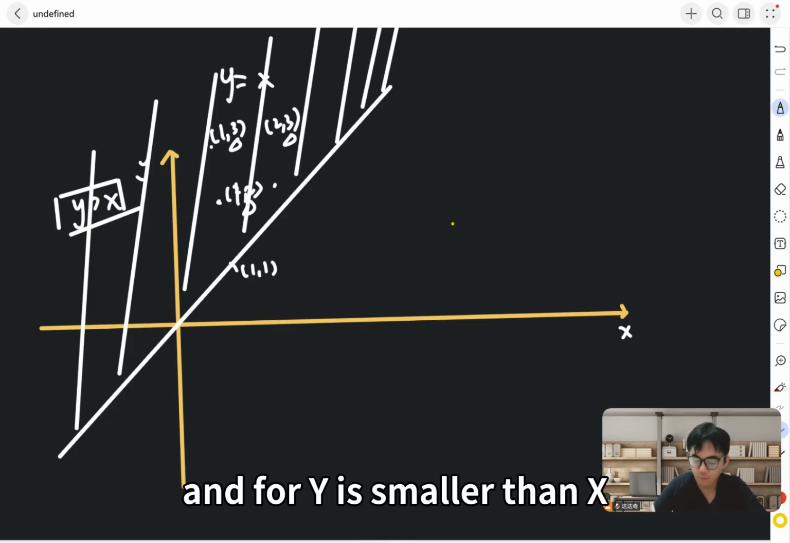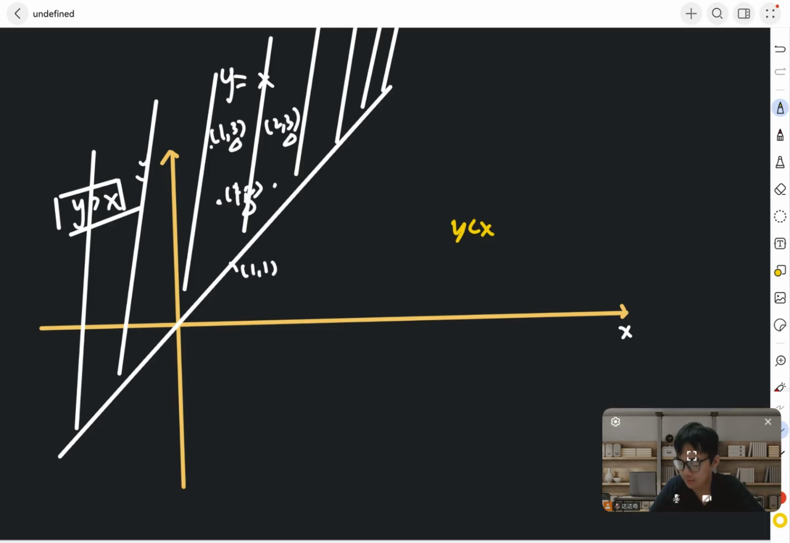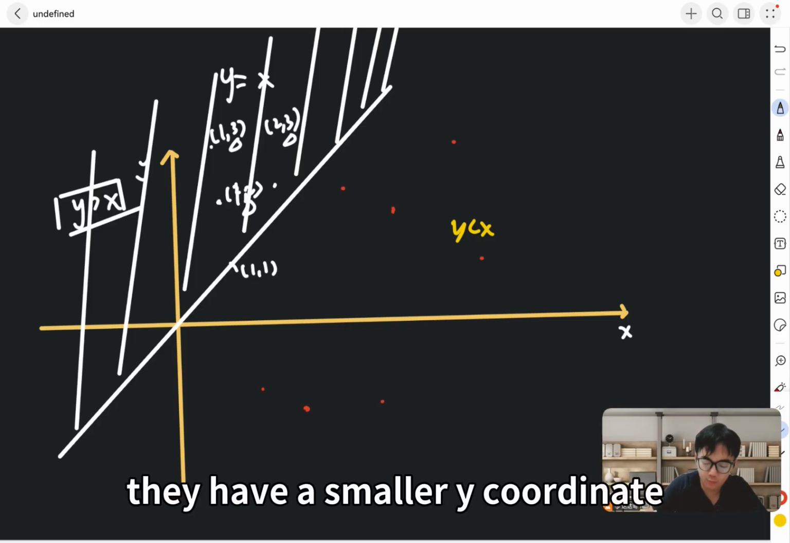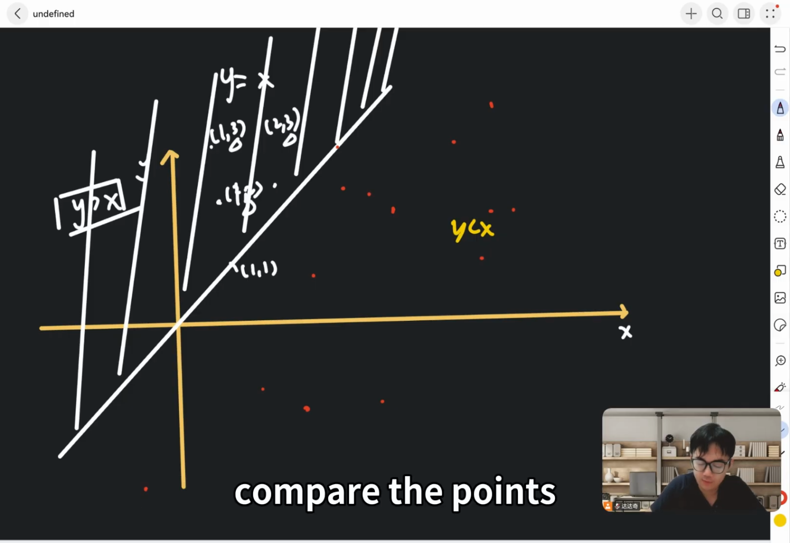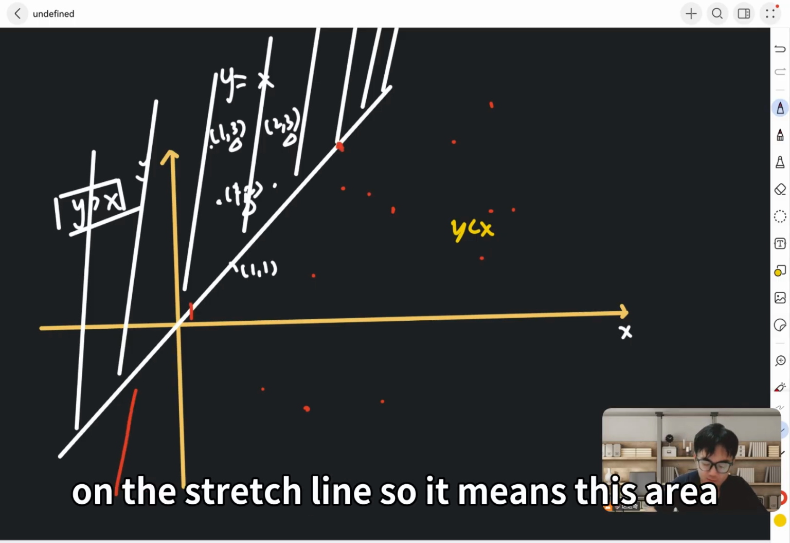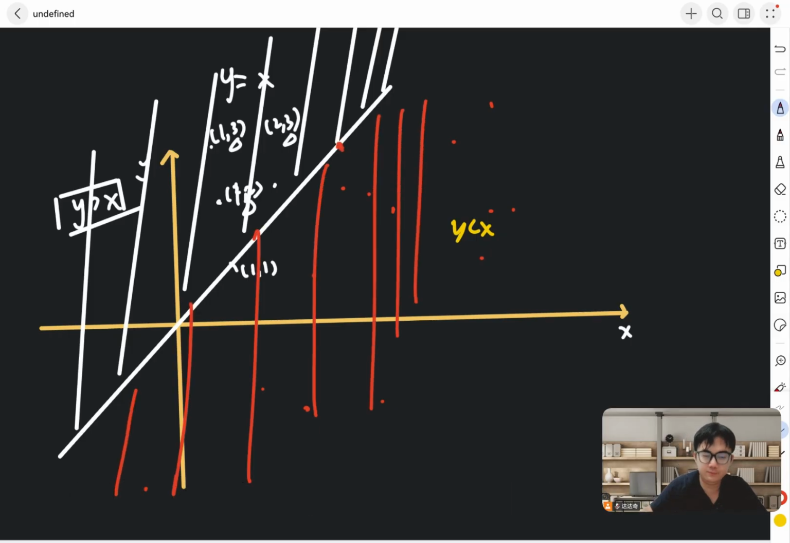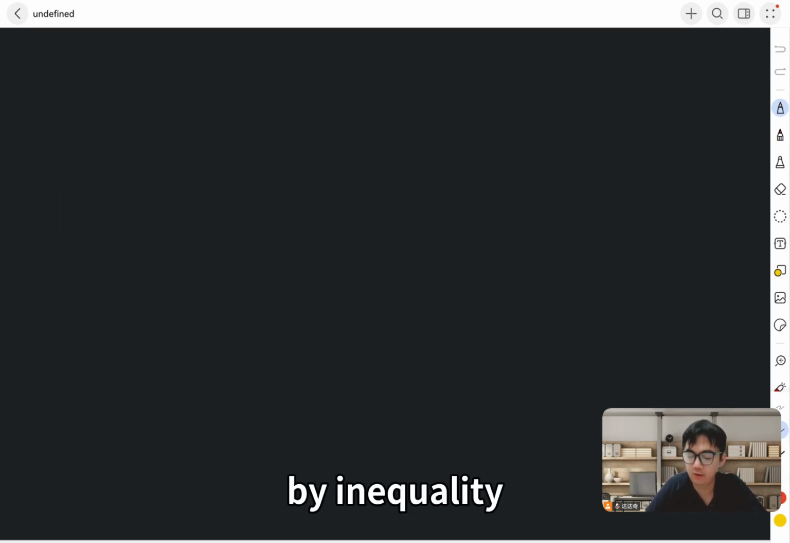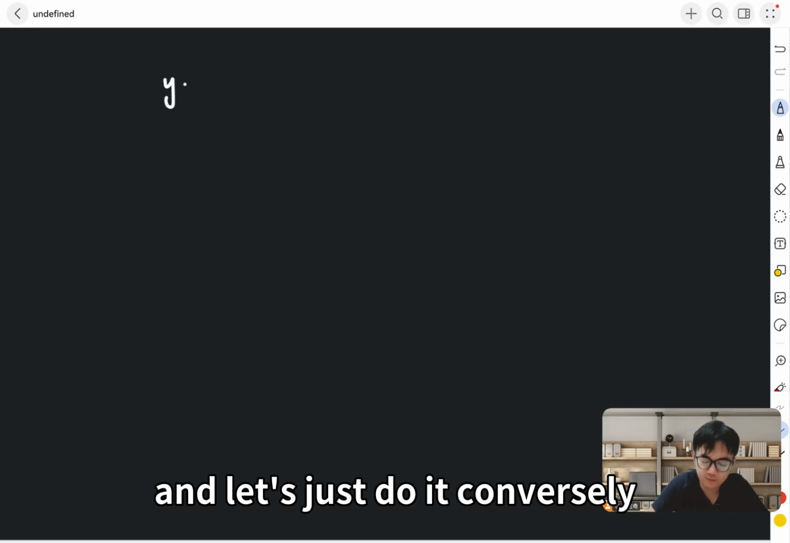And for y is smaller than x, you see every point under the straight line has a smaller y coordinate compared to the points on the straight line. So it means this area. And so we could describe regions in shading areas by inequality. And let's just do it conversely.